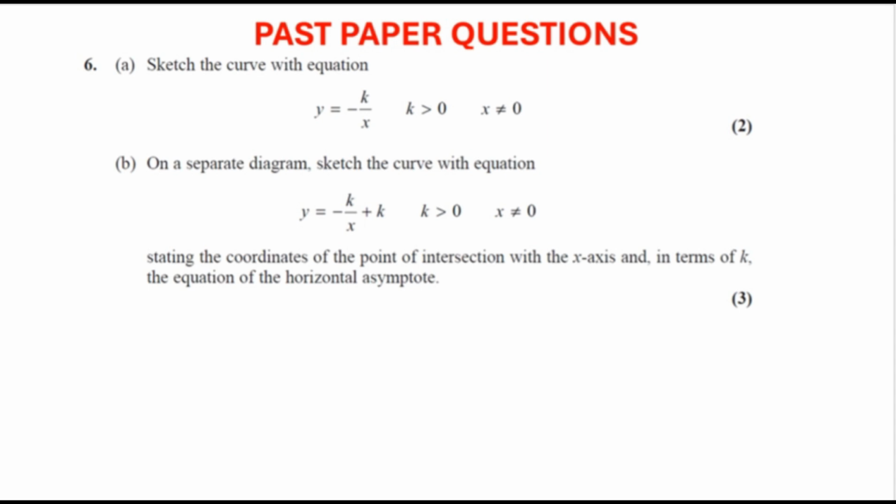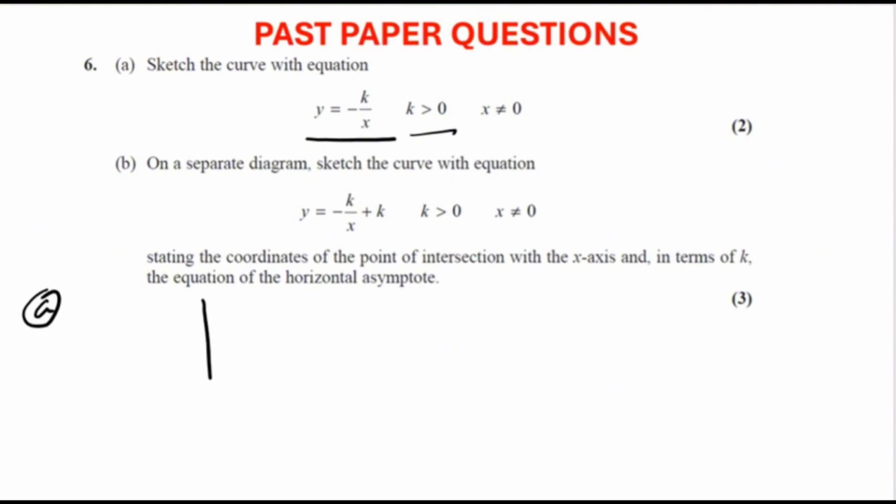Let's move to past paper questions. First question is, sketch the curve with the equation y is equal to minus k over x, and the value of k is greater than 0. So this is a reciprocal graph, but it is a negative reciprocal graph.